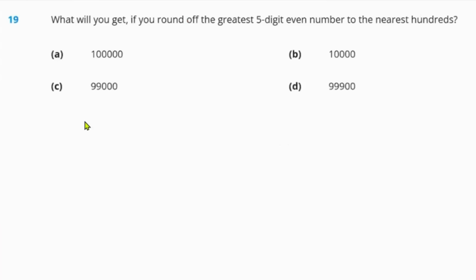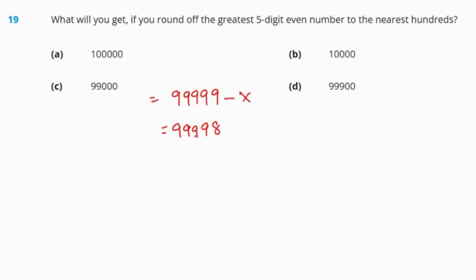Next question. Question number 90. What will you get if you round off the greatest 5-digit even number to the nearest 100? Greatest 5-digit even number. This is the greatest 5-digit number, but this is not even. The next one is the greatest even 5-digit number.